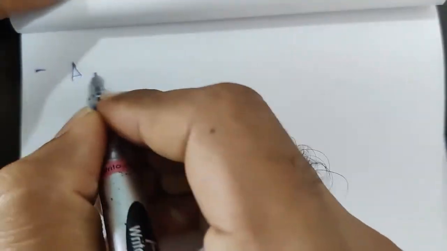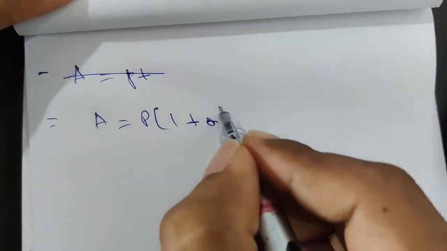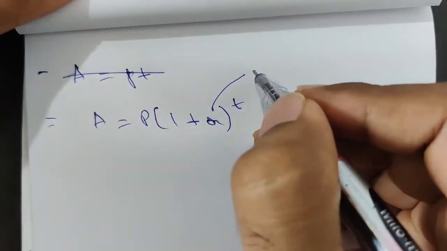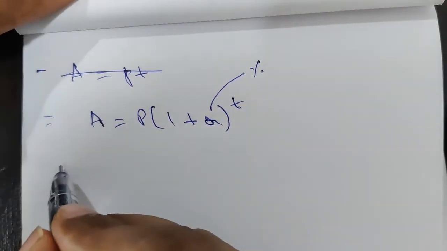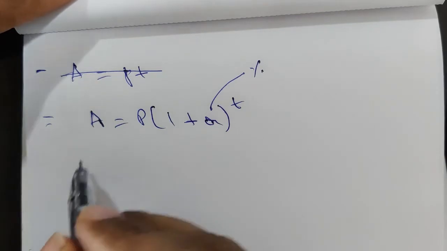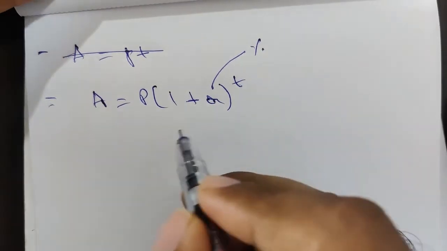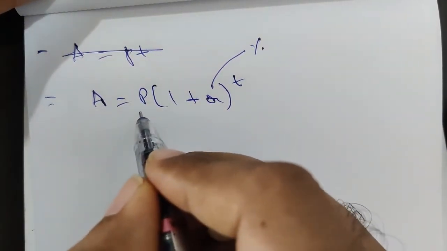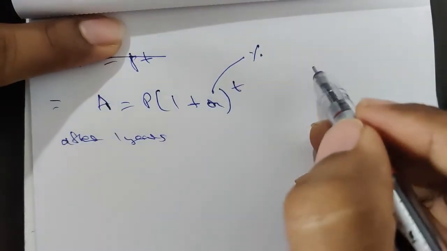So why not let's use a formula? With the formula, amount is equal to principal times (1 plus R) to the power t, and R is in percentage. Now we can see the derivation, but that's not necessary. So what are we actually doing in this? If we understand this formula, what was our previous example?